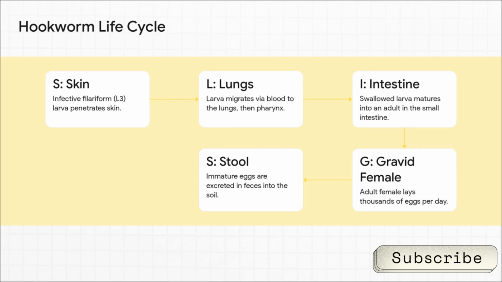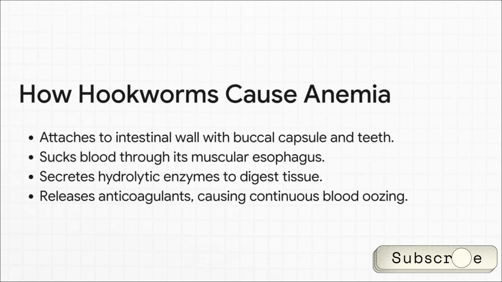Then it's L for lung migration, where it cruises through the bloodstream. Next is I for intestinal maturation, which happens after it gets swallowed. Then G for the gravid female, who lays thousands of eggs. And finally, S for stool excretion. That's where the eggs get back into the environment, ready to start the whole cycle over again. SLIGS.